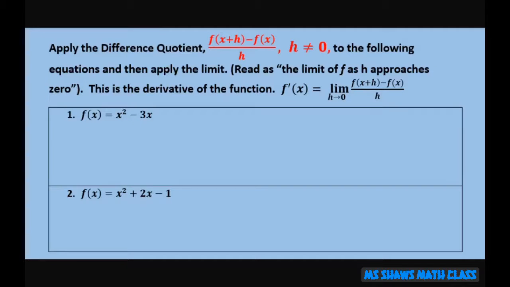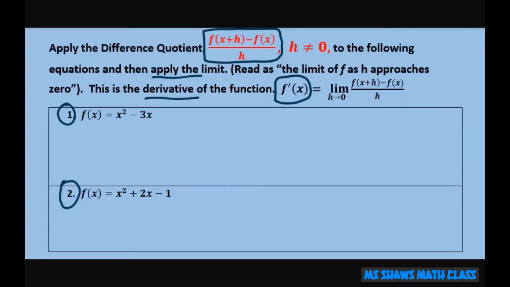Everyone, we're going to apply the difference quotient, which is this right here, to the following equations. We have two polynomials, and then apply the limit. That's going to give us our derivative, f prime of x. So this is an introduction to the derivative, and we're using simple polynomials.